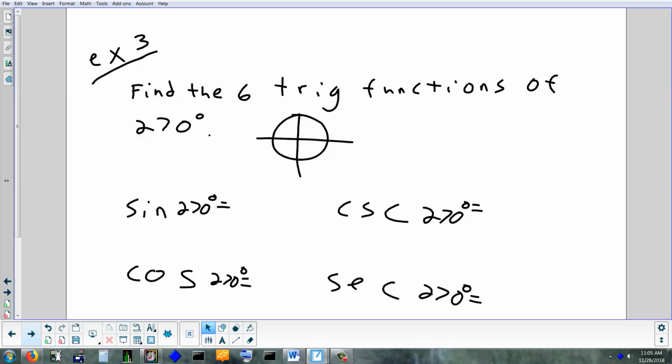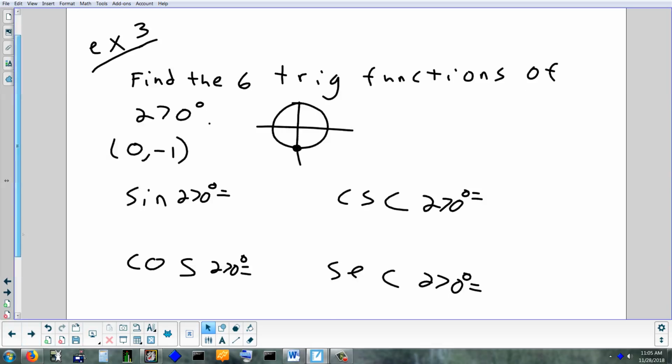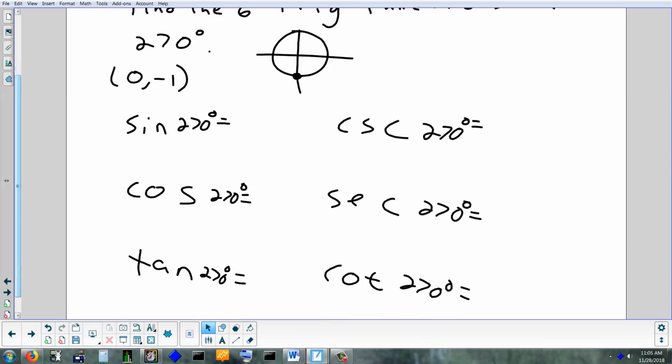Where's 270? Where's the terminal side going to hit in this case? Yeah. 0, -1. Yeah, it's down. 0, -1 is where the terminal side would be. So 0, -1. Now we could go through our values. Sine is y, cosine is x.